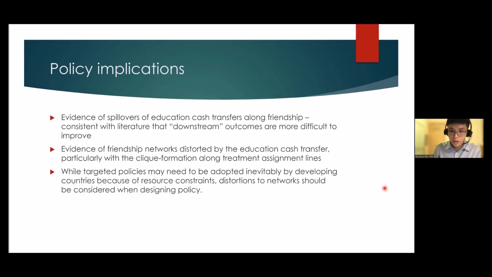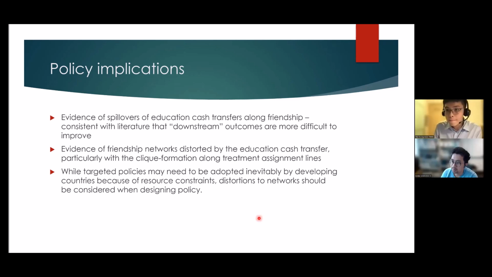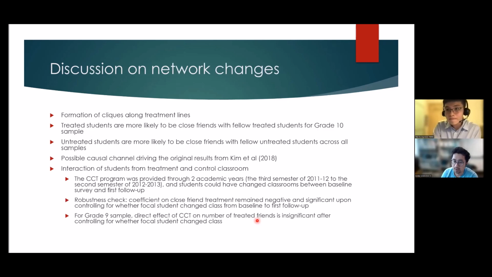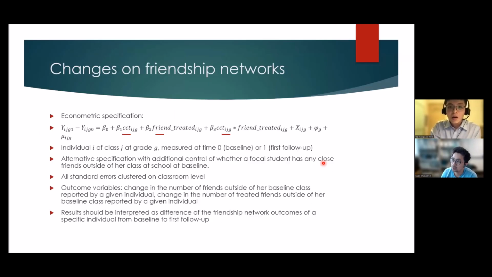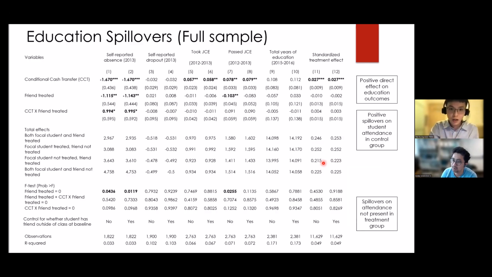Can you give some interpretation for some of the main results? For example, for grade 9 students, you found that the treatment on the close friend decreases the absence, but in grade 10, it doesn't. What kind of interpretation can you draw from these findings?